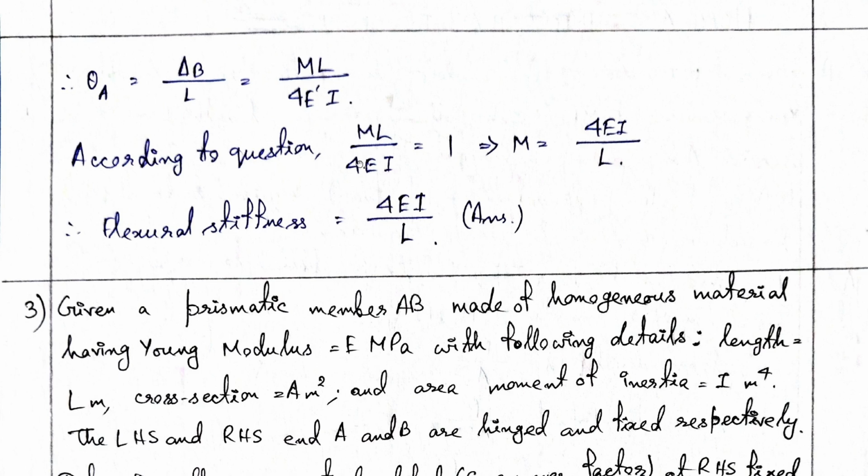According to this question, ML by 4EI equals to 1. We need the moment required for 1 unit rotation. So here we put theta A equals to 1. So from this we get M equals to 4EI by L. So here we can write that flexural stiffness equals to 4EI by L.